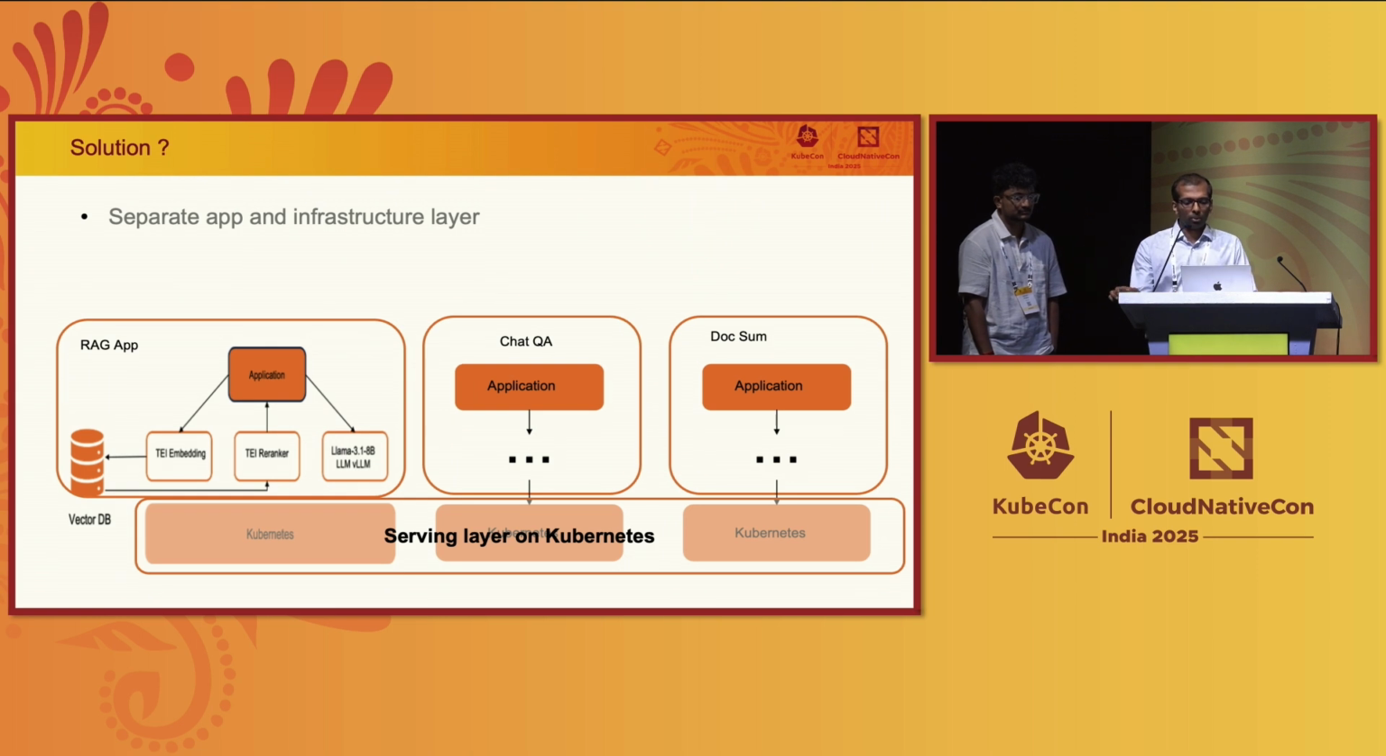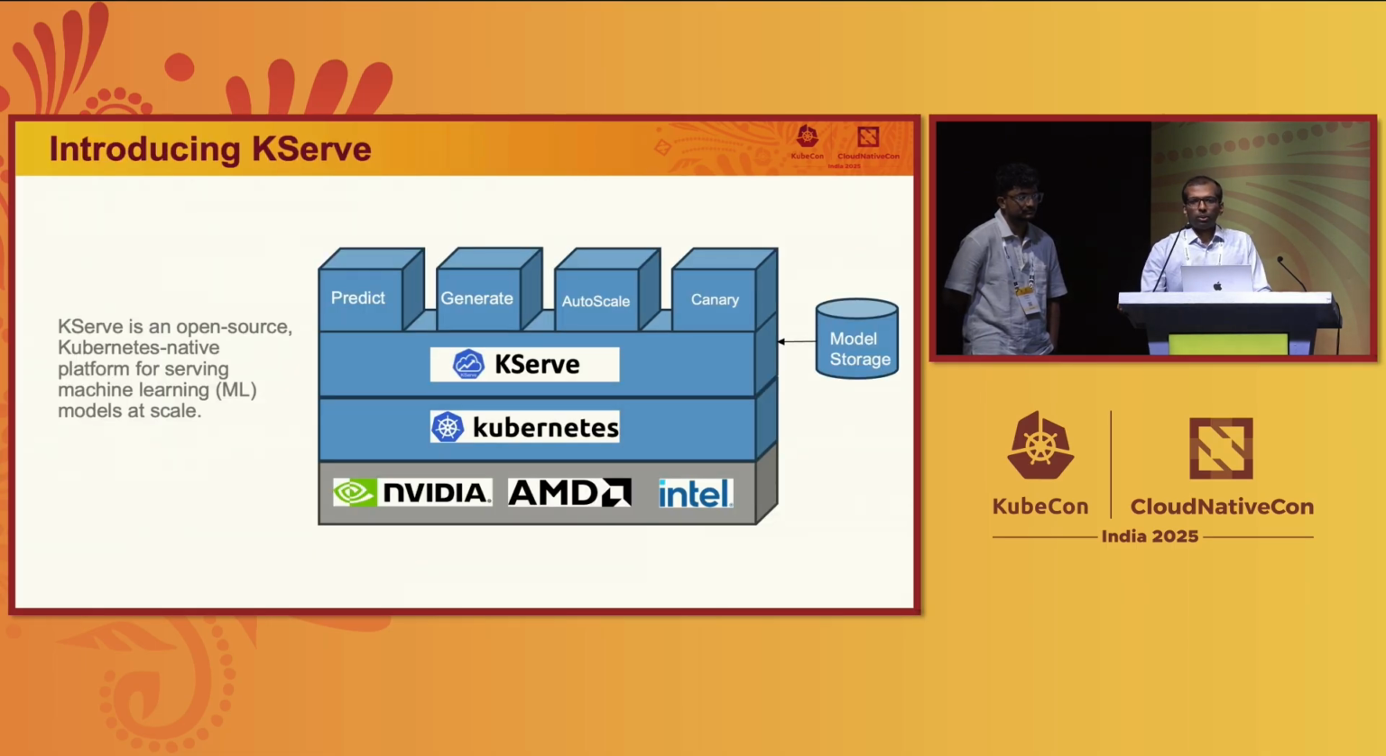And what's a possible solution? Can we take the app layer separate and the serving layer separate, which can run on Kubernetes then? So your application developer can focus on the app layer, while your platform admins can look at the serving layer, which is purely on the infra side. So that is where KServe comes in.